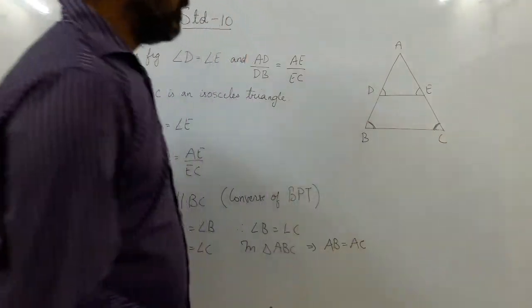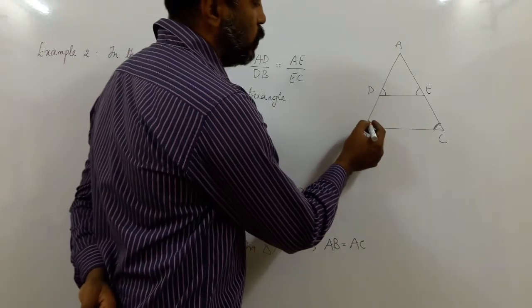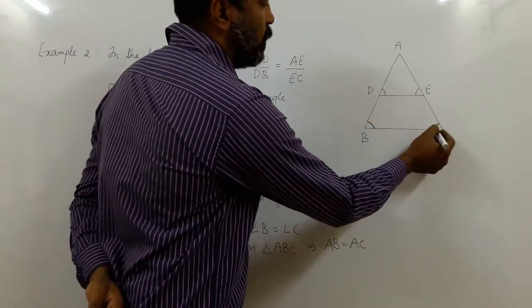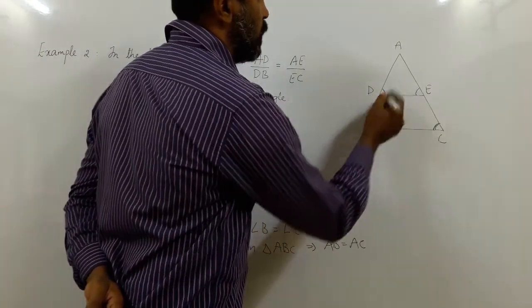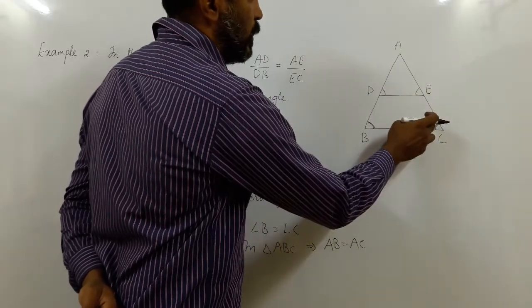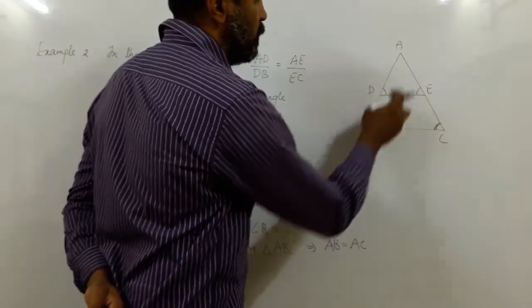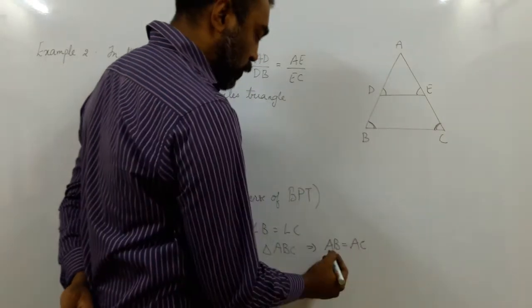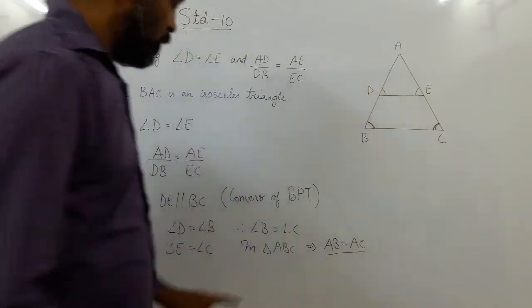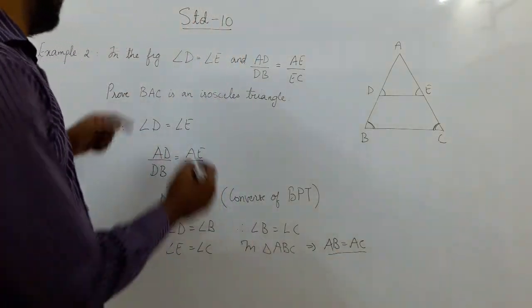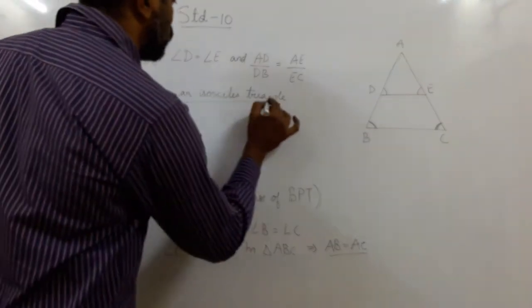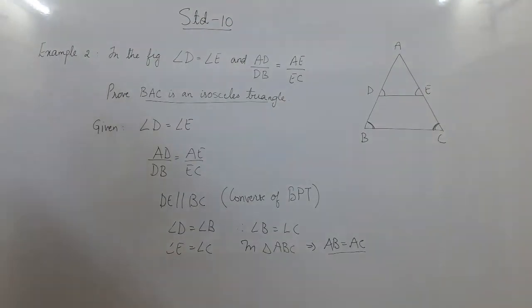So in triangle ABC, what is the theorem I told you? If in a triangle two angles are equal, sides opposite to them are equal. So AB is opposite to angle C, AC is opposite to angle B. So AB equals AC. So if in a triangle two sides are equal, then BAC is an isosceles triangle.